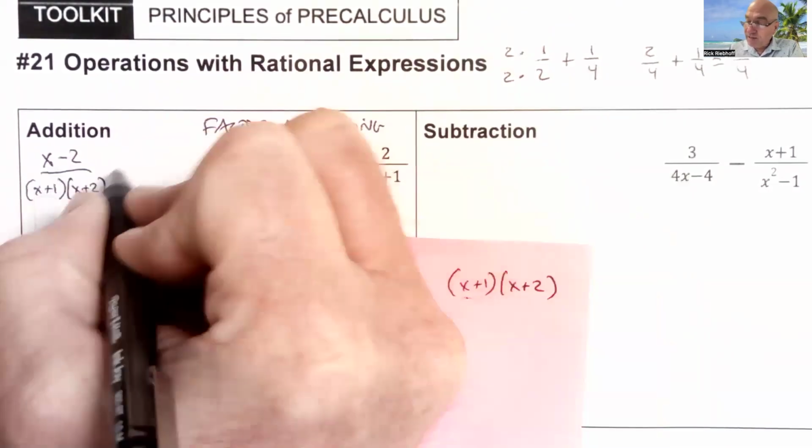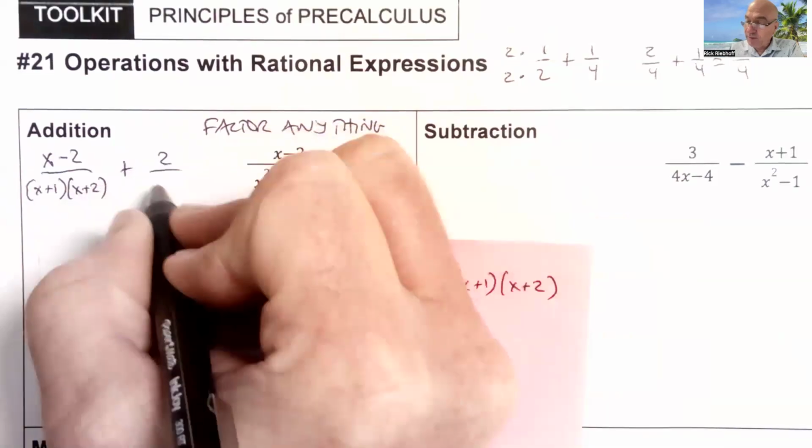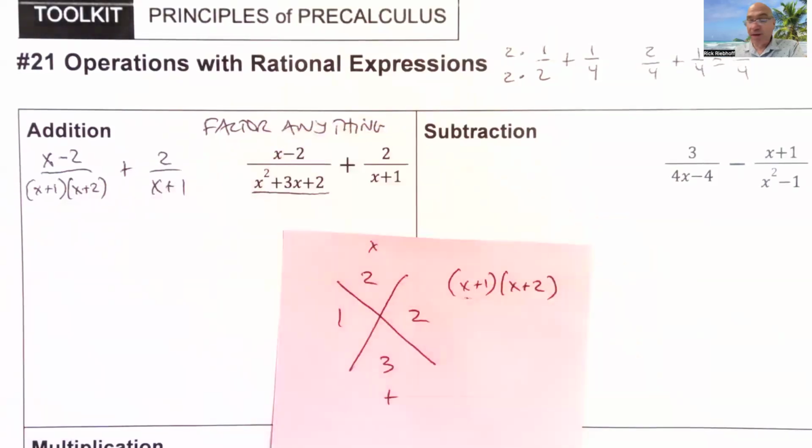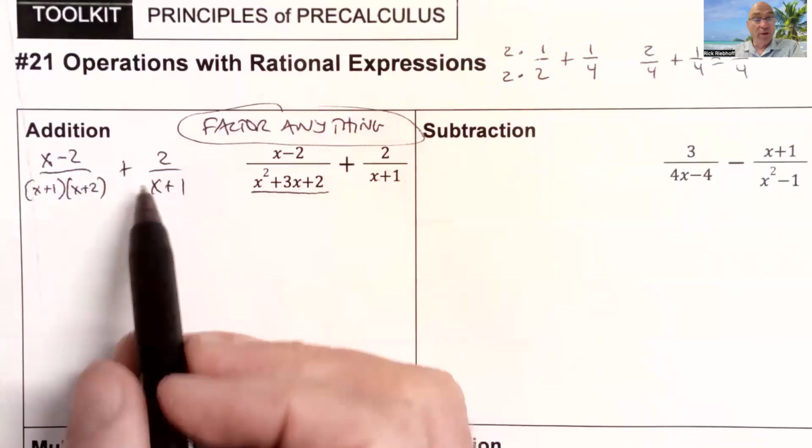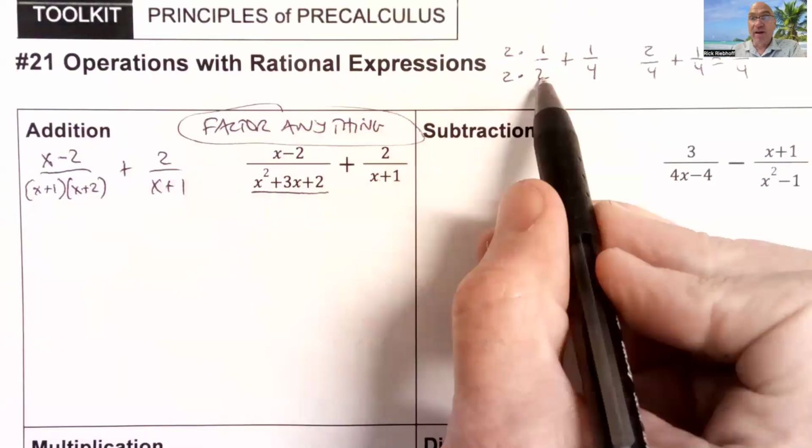And then we're going to add 2 over x plus 1. Okay, so there's first step done. I factored this. Got it. We got it. There we go. Factor anything that you can. That's our goal.